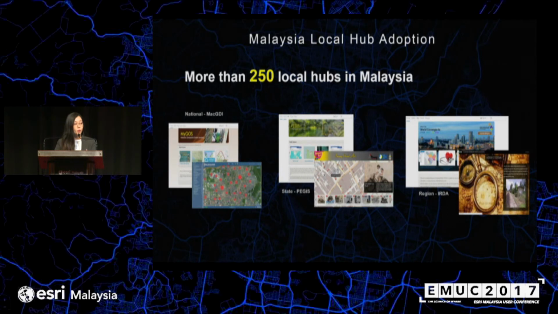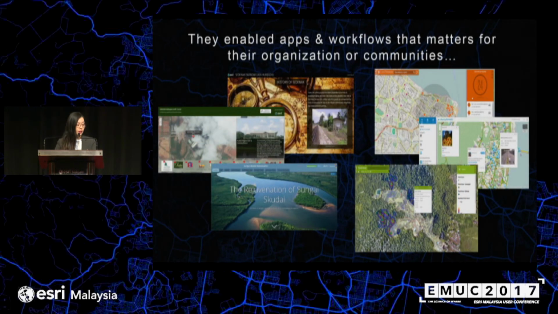With this, let's go back a little to local hub adoption. We have more than 250 local hubs in Malaysia, at the national level, state level, as well as the regional level. These organizations have enabled applications and workflows that matter for their organization. For example, Penang, Pegis, has enabled something called WhatsApp Penang, whereby Penang people are able to feed back all their social media notifications into this particular application.